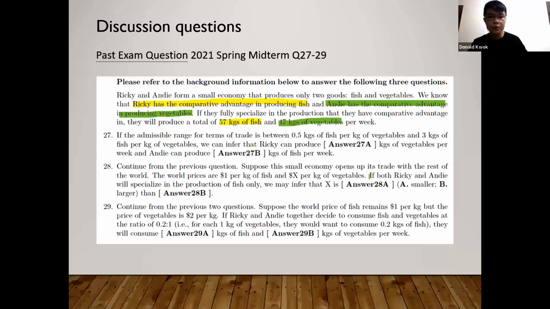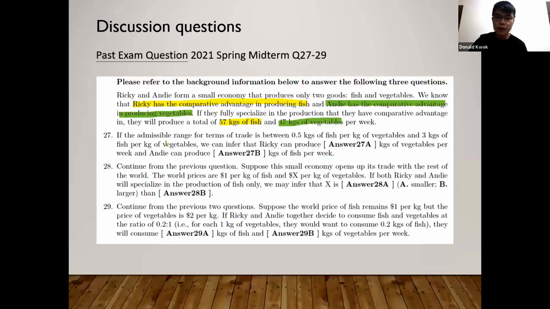And we have the admissible range of terms of trade between 0.5 kg of fish per vegetable and 3 kg of fish per vegetable. What will be the vegetable production of Ricky and fish production of Andy if they produce these goods?